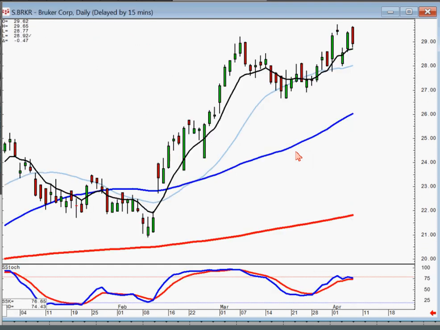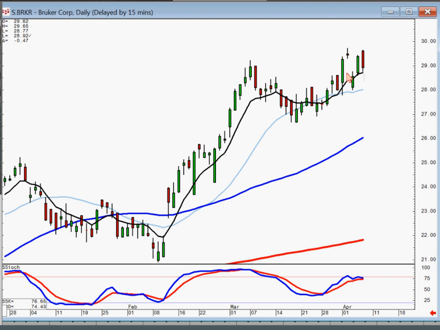BRKR in a fry pan bottom came back today, but we have one simple criteria about a fry pan bottom. We stay long as it doesn't close below the T-line. So to stay in this one, we definitely want to see it open positive and trade positive.